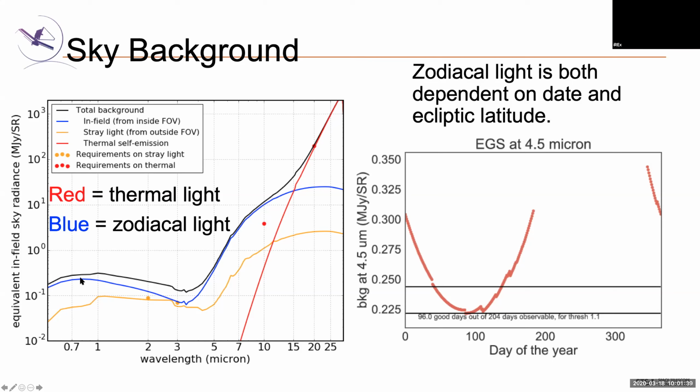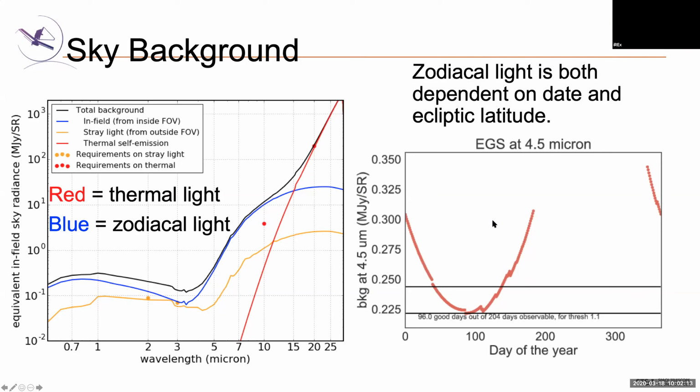So in blue is the zodiacal light, and that's scattered light, sunlight scattered by the dust in the solar system. And in red you have the thermal emission of the observatory itself, and in black is the resultant total background. You see it rises quickly at about 4 microns.